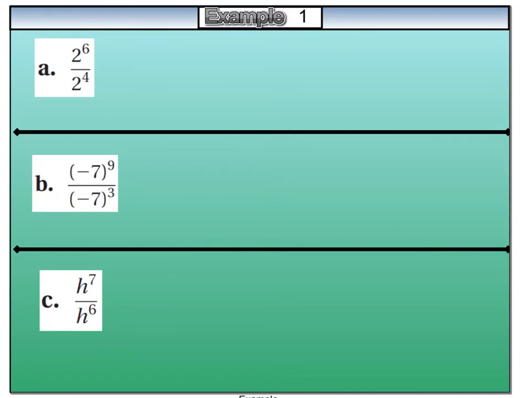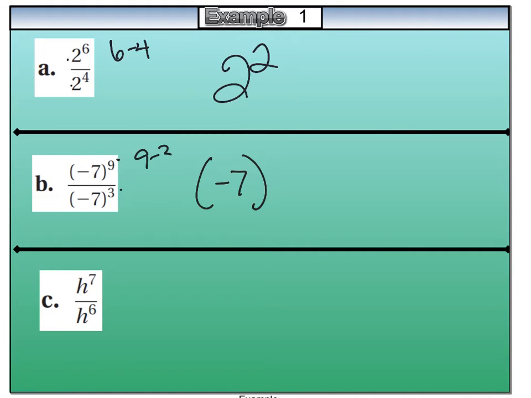So now let's do our practice. 2 to the power of 6 divided by 2 to the power of 4. We're not going to do 2 divided by 2. We are going to do some dividing with numbers, but those are going to be coefficients. These are the bases. So we just do 6 minus 4. We have 2 to the power of 2. And you don't have to solve it. Just write it using an exponent. Our base is -7. We're doing 9 minus 3. So we have -7 to the power of 6.